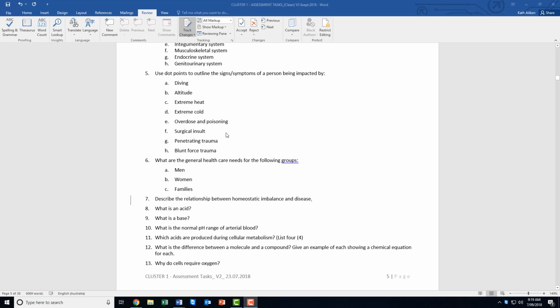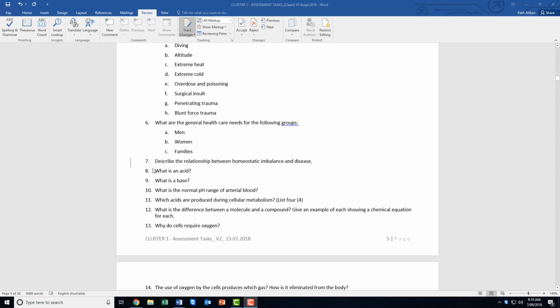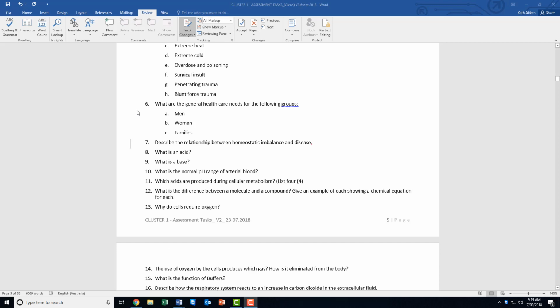Going down to question 5, use dot points to outline the signs and symptoms of a person being impacted by these things. Dot points underneath, and you're wanting at least 3 or 4 for each one. Question 6, what are the general healthcare needs of the following groups? A couple of sentences for each one of these, maybe 2 to 3 sentences describing a little bit of the general healthcare needs of those groups.